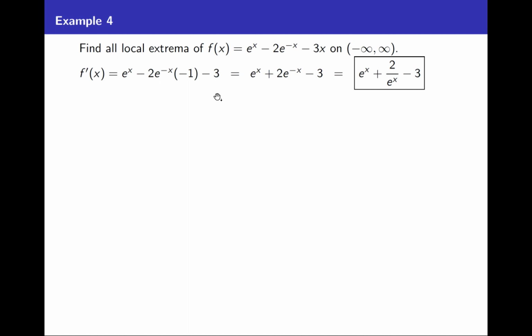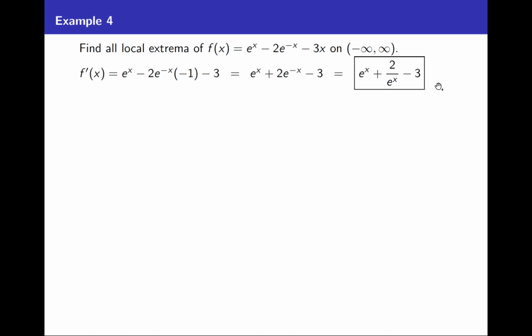And if you'll allow me to, just because I don't like negative powers, I want to bring this e to the minus x down to the bottom. The 2 stays on top because it's not raised to a negative power, just the e to the minus x goes to the bottom. So f prime of x is e to the x plus 2 over e to the x minus 3.